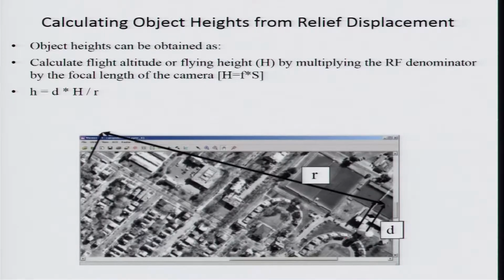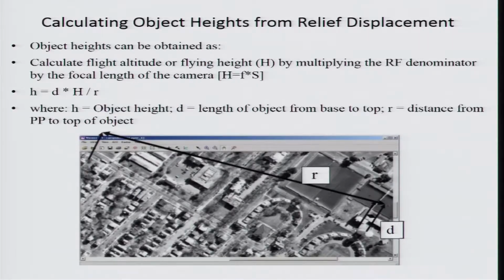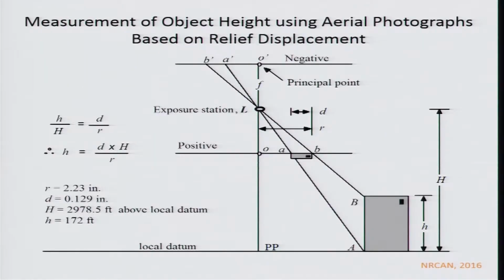Then H is your flying height and R is your radial distance from the PP to the top of the object. If you do this, you will easily be able to calculate the height of the object. And this is another simplified way which has been given here. D is either called the displacement or the relief displacement, which you will encounter in aerial photographs, and it can be obtained from the measurement of the top of the object and the bottom of the object.